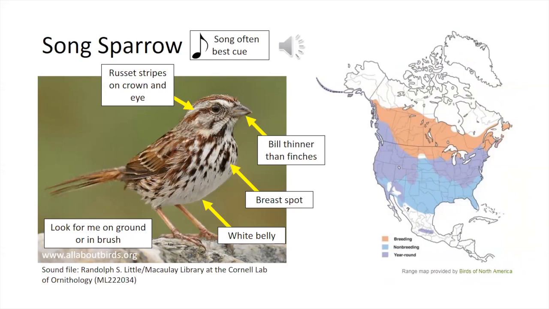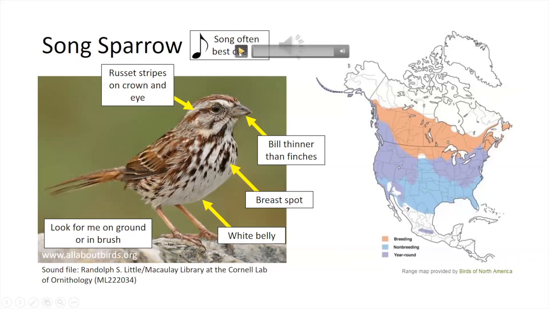Their beaks are a bit thinner than finches. They have a higher proportion of insects in their diet. And sparrows also are usually on the ground or in brush, whereas things like finches tend to be more in trees. So the height that you find the bird is a really good cue. This song sparrow has the russet stripes on the crown and eye and a white belly. And song sparrows and sparrows in general have very beautiful songs that are good ways to tell them apart.